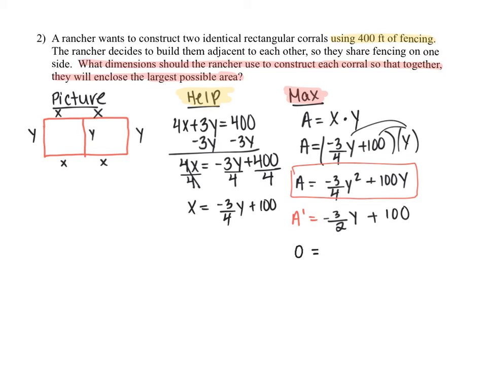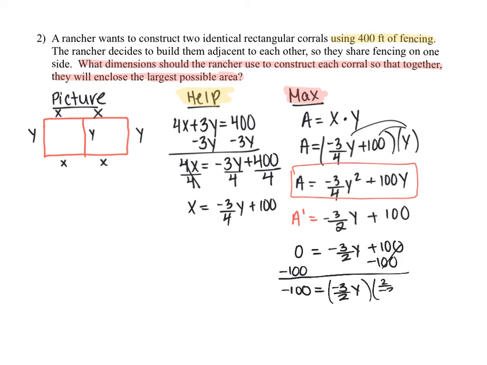So A prime is now 0. Negative 3/2 y plus 100. And solve for y. So I'll subtract 100 on both sides. Negative 3/2 y equals negative 100. And I'll multiply both sides by the reciprocal, 2 over negative 3. So these cancel, and we get 200 over 3.